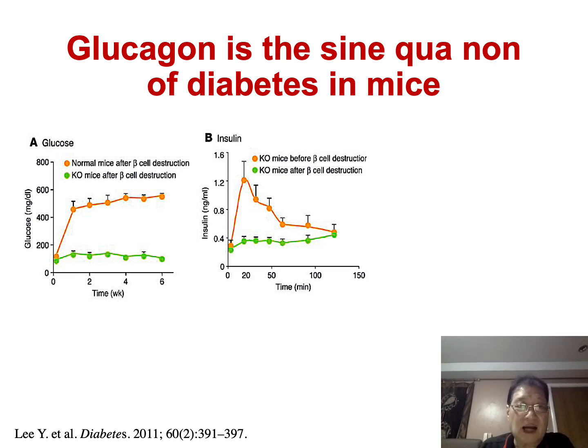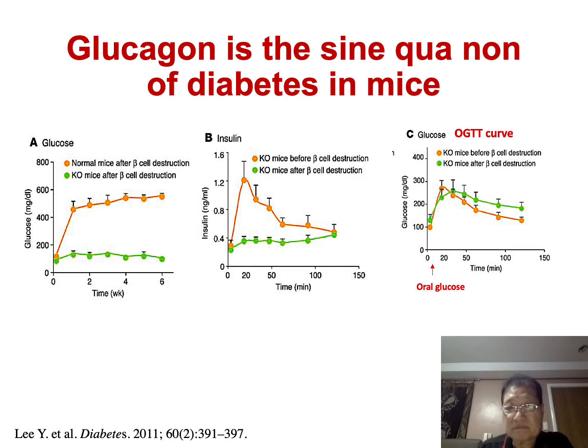However, in knockout mice after beta cell destruction, there's no insulin; you see very low or no insulin measurement. You can see a very low insulin level. Now, the last graph, letter C, showed the oral glucose curve of knockout mice. Knockout means no glucagon receptor, before and after beta cell destruction.